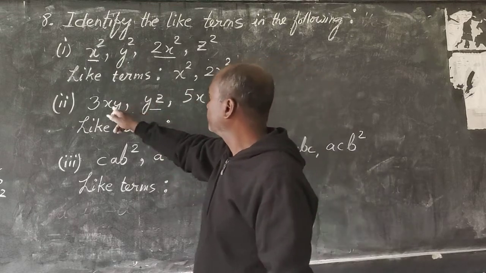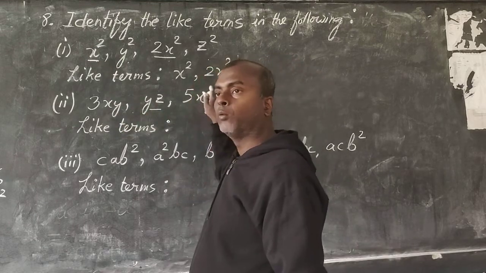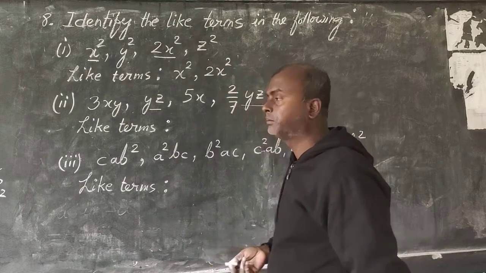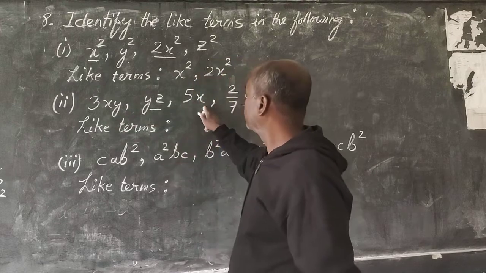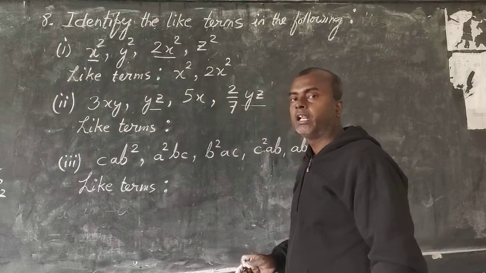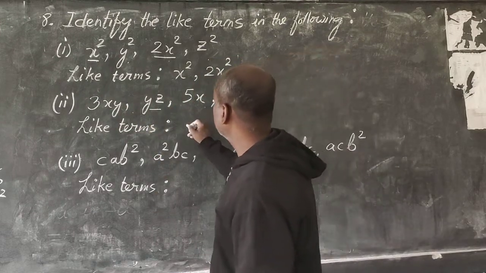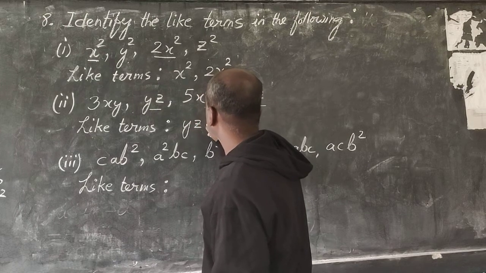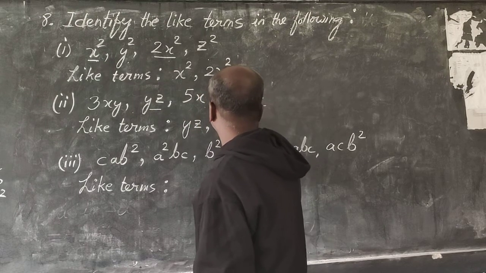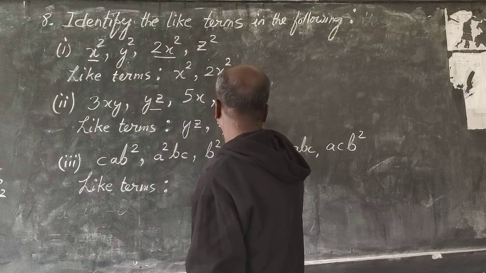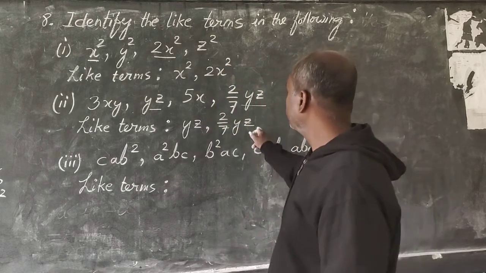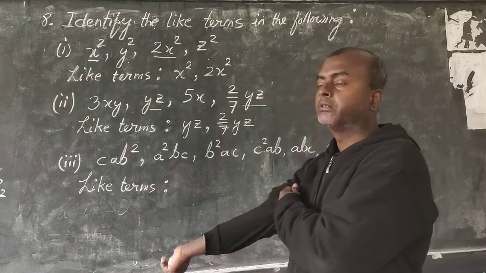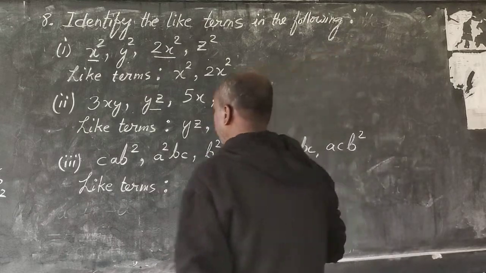Suppose here xy, so here also if xy was there, then they would be like terms. If only one of the variables is given, x, then this one and this one cannot be like terms. So what are the like terms here? yz and 2y over yz. These two expressions are like terms. Like terms means the similar variables. Alright, now let's find for this one.